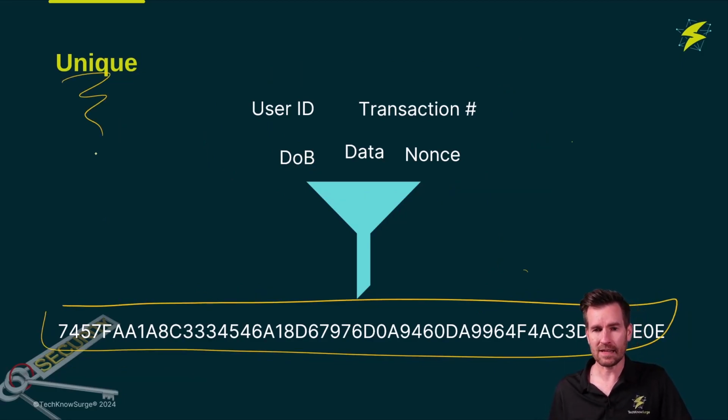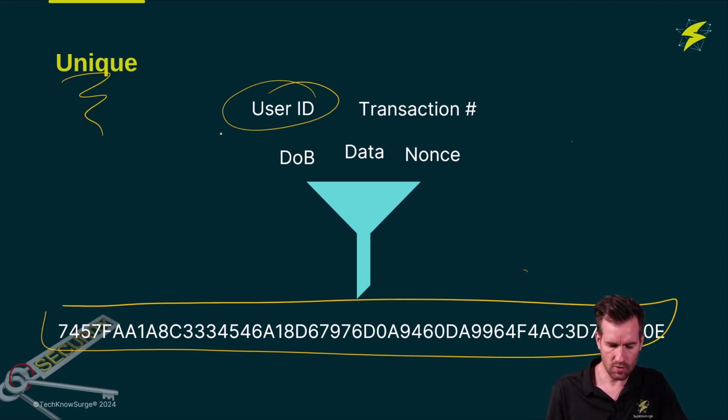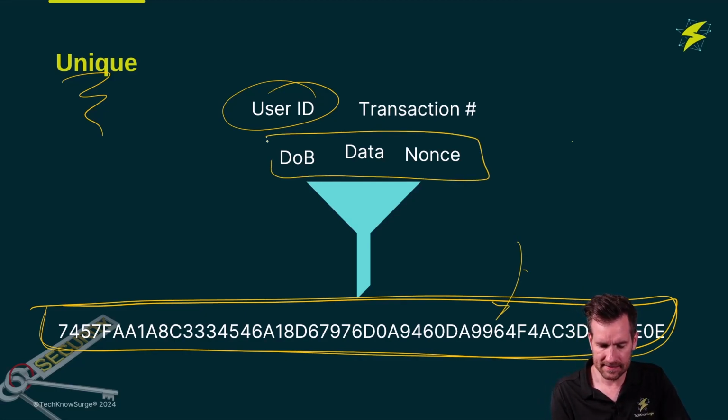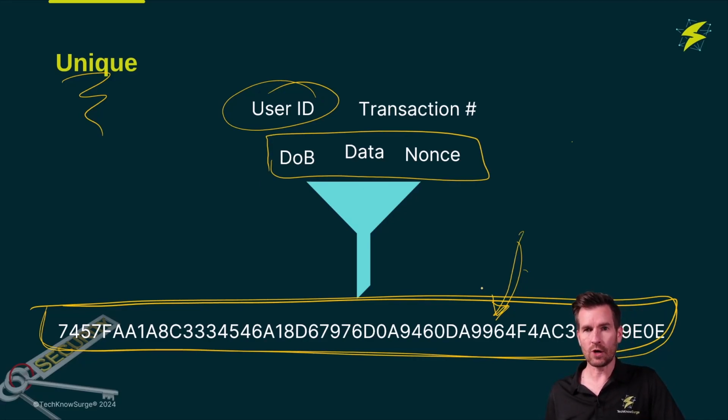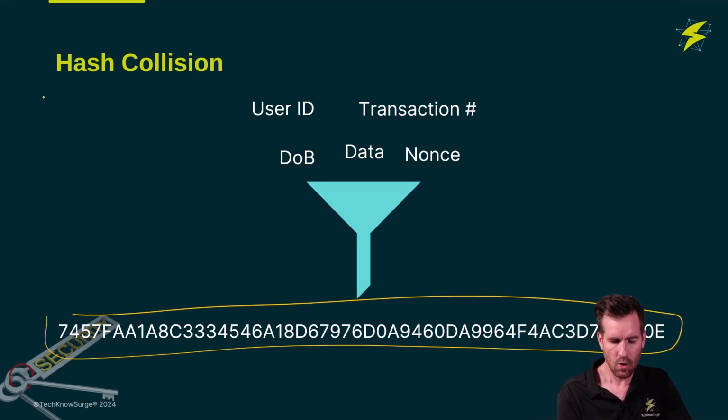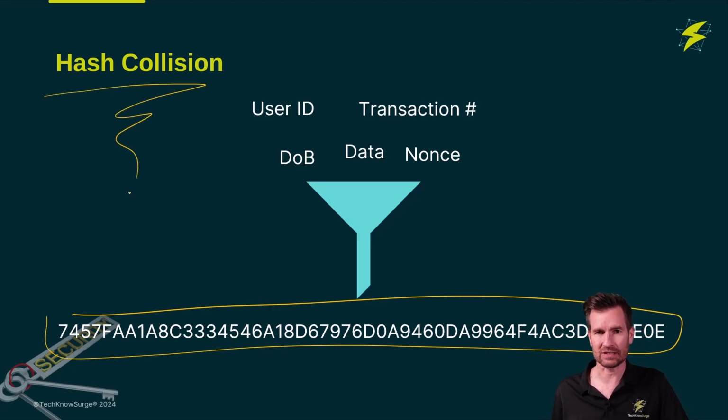We also want this fingerprint to be fairly unique. And I say fairly because there are times when there's overlap. What I mean by that is you could enter in somebody's user ID and get this fingerprint out. There are times when you might enter a different set of data and get the same fingerprint. We don't want that to happen too often. When it does happen, when there are two sets of data that come out with the same fingerprint, we call that a hash collision.